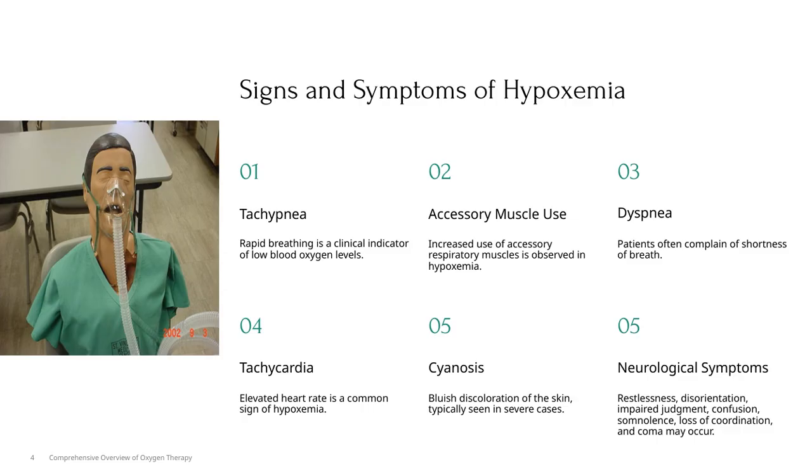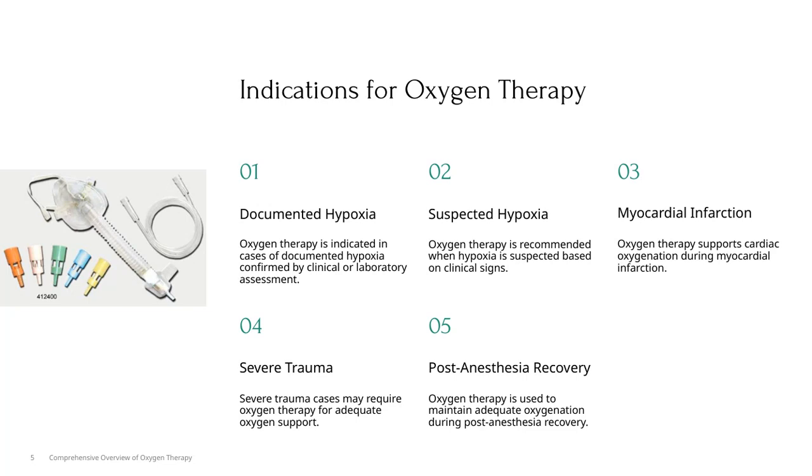We also observe increased use of accessory respiratory muscles, like the neck and chest muscles, as the body works harder to breathe when oxygen is scarce. Finally, rapid breathing, or tachypnea, is a clinical sign that oxygen levels are low. It's the body's attempt to compensate and bring more oxygen into the lungs. All these signs and symptoms help us identify hypoxemia early on, so we can intervene with appropriate oxygen therapy and prevent further complications. Let's take a closer look at the comprehensive overview of oxygen therapy.